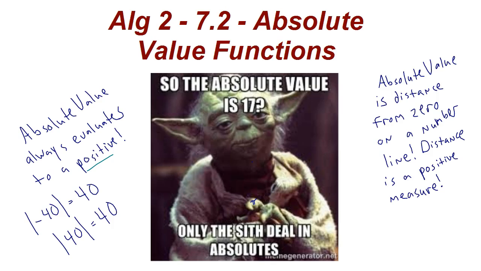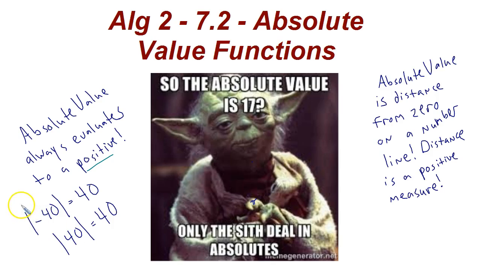Think back to middle school when you first learned about absolute value, and remember that absolute value is the distance a number is from zero on the number line. It's always going to be a positive number or have a positive value because distance is a positive measure. So for example, the absolute value of positive 40 is positive 40 because 40 is to the right of 0, 40 units. The absolute value of negative 40 is also positive 40 because if you measure the distance from 0 to negative 40, it also has a positive distance of 40.